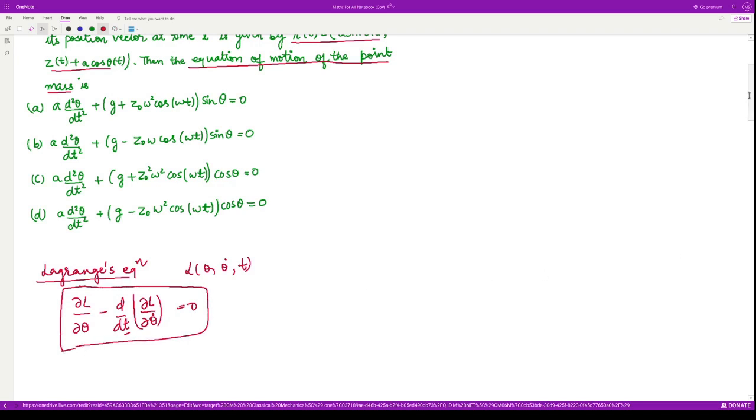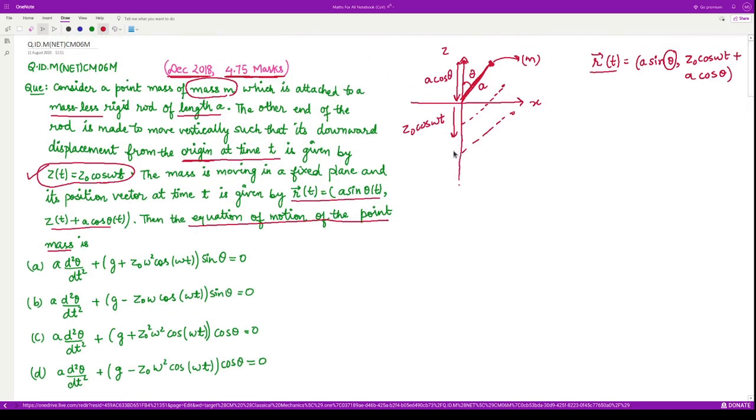So for calculating this, we should know what L is. The Lagrangian L is given by T minus V, where T is the kinetic energy and V is the associated potential energy. So let us calculate these for the given system.